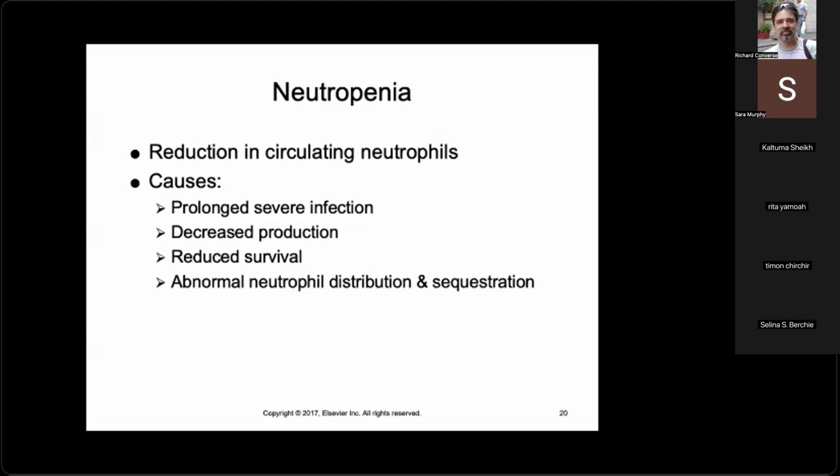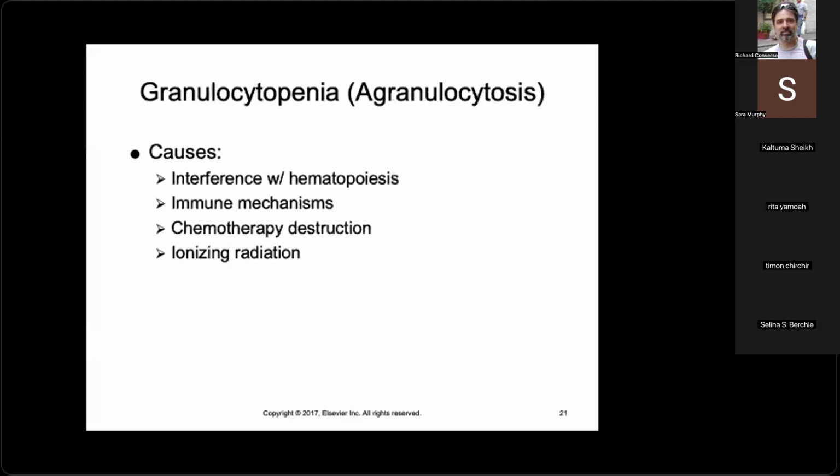Okay, decreased production. There could be something wrong with the marrow. Okay, and it could be inherited or it could be acquired, such as a viral infection or a cancer. Okay, reduced survival. Right, the neutrophil is defective for some reason. Right, and then abnormal neutrophil distribution and sequestration.